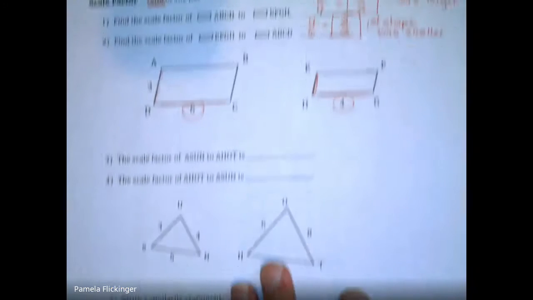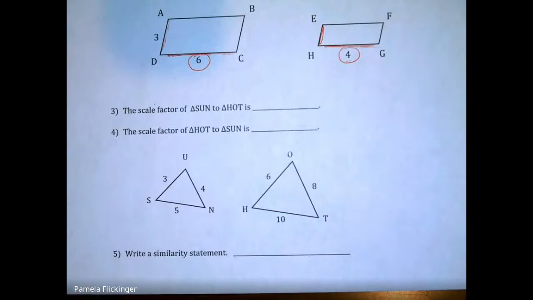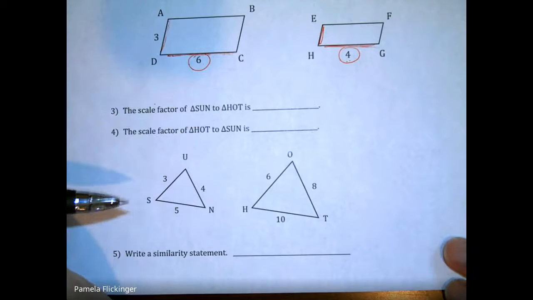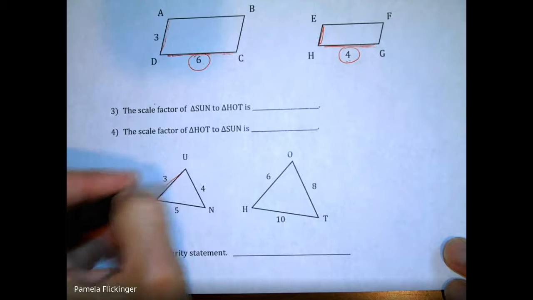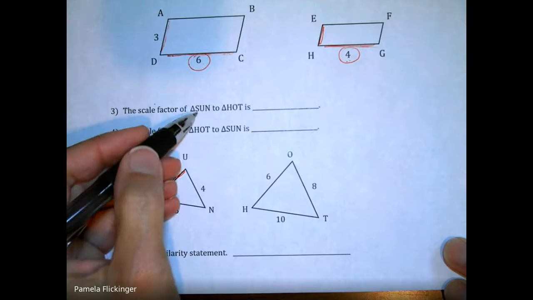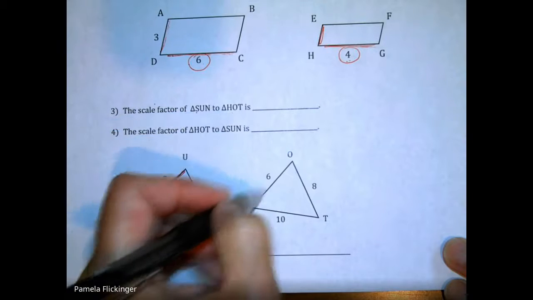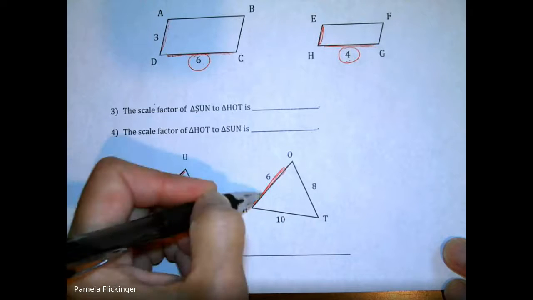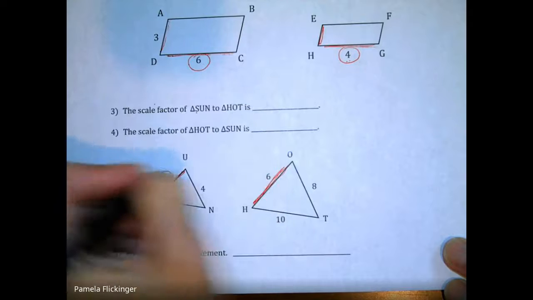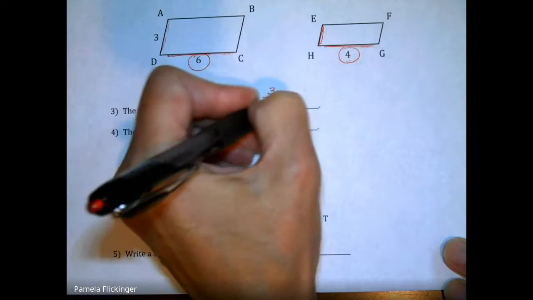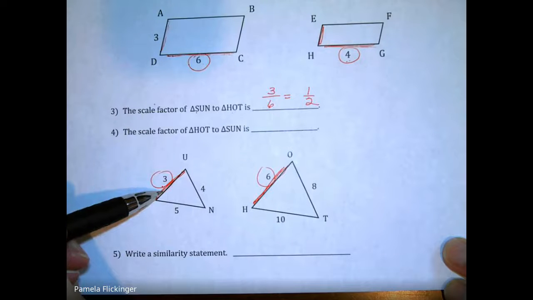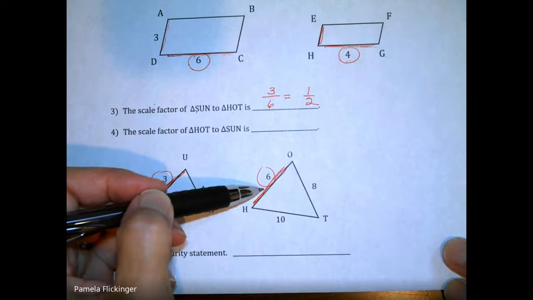Next figure, we've got two triangles. It wants the scale factor of triangle SUN to triangle HOT. So I'm going to look at side SU, and according to my pattern, that goes with HO. So I can use those. If I go triangle SUN to triangle HOT, I'm doing 3/6, which reduces to 1/2. So my first shape should be smaller than the second one.